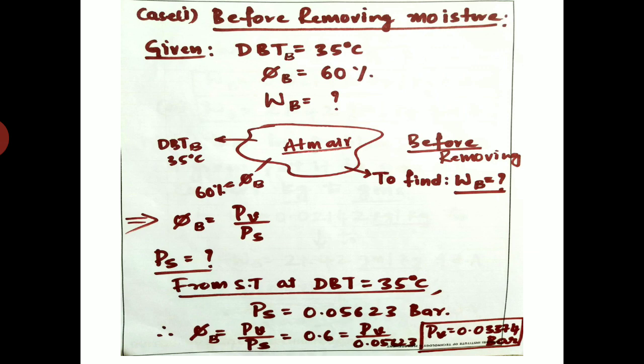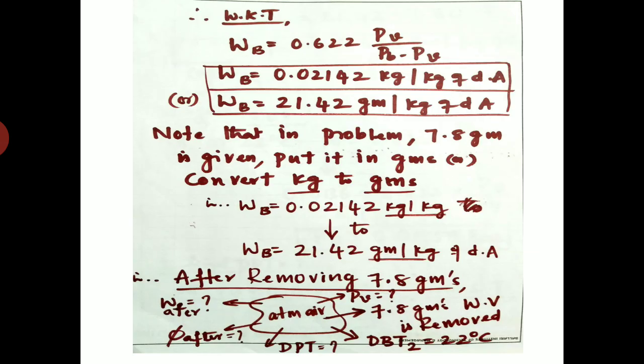That is, we need to refer to the temperature basis table. When you see the temperature basis table corresponding to 35 degrees Celsius, we get the pressure value. The phi given, phi B indicates before removing the moisture. So 0.6 is equal to PV by 0.05623 bar. Therefore we get the partial pressure of water vapor. After getting it, substitute in the equation WB is equal to 0.622 PV by PB minus PV. So we get this in kg per kg, that is 0.02142 kg per kg of dry air.